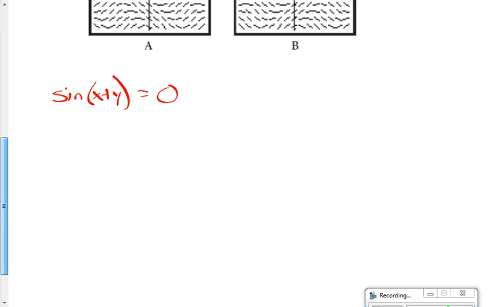Sine something equals 0. Sine 0 is 0, right? Sine pi is 0. Can you imagine how challenging pi might be here, though? Okay, so here's what I'm going to start with. I'm going to go with that.